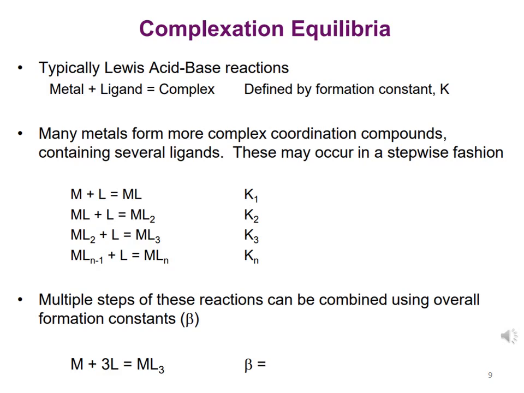So multiple steps of these reactions can be combined by using these overall formation constants. We will denote it by beta. So overall, the ligands and metal ions which are present, we will combine them, and it will be denoted by beta, that is the overall formation constant.